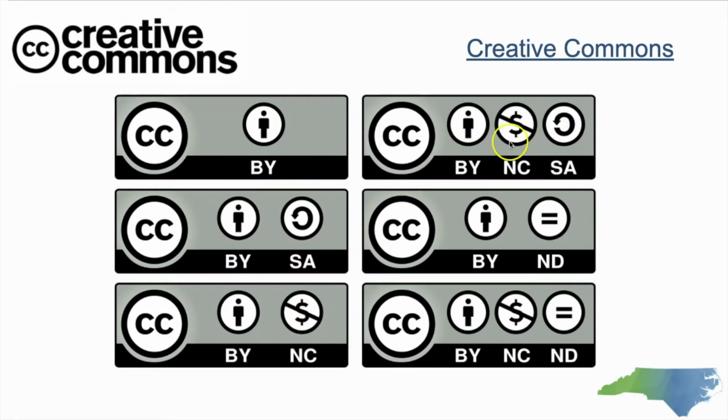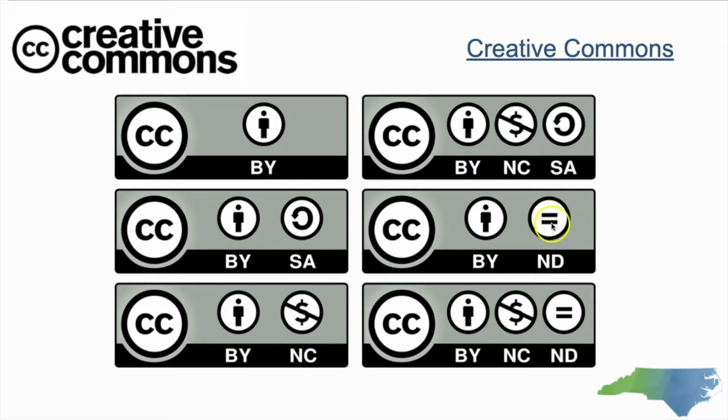Then, of course, we have the combination of BY with NC and share alike, right? So not only can I remix it, revise it, reuse it, I just can't make money off of it, and then I need to make sure I share it alike. This is the license that will keep making sure that that resource is non-commercial and no one uses it for profit, right?